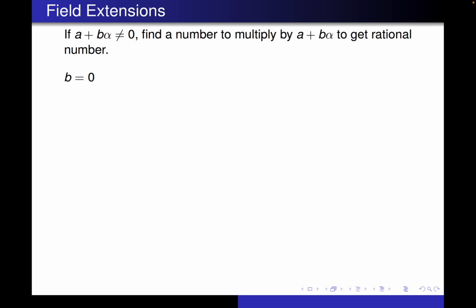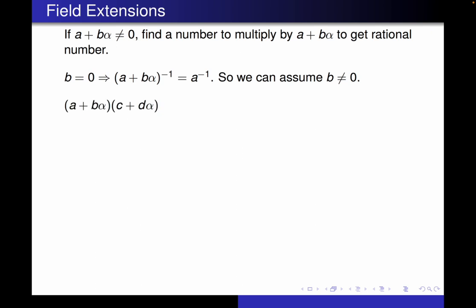If b is equal to 0, it's actually going to be pretty easy. If I want to find the multiplicative inverse of a plus b alpha, b is 0, so that's just a to the negative 1. If a plus b alpha is a non-zero number, since b is 0, that means a is not equal to 0. A is a rational number, which means it has a multiplicative inverse that's also rational. And so a inverse is actually the number that we want. So we can assume that b is not equal to 0, not because it has to be non-zero, but because if it is 0, then the question's already answered.